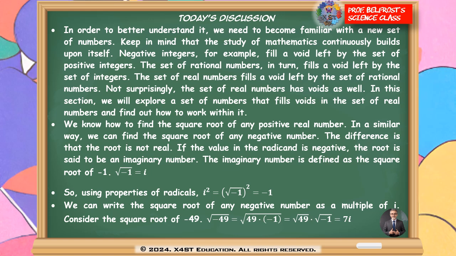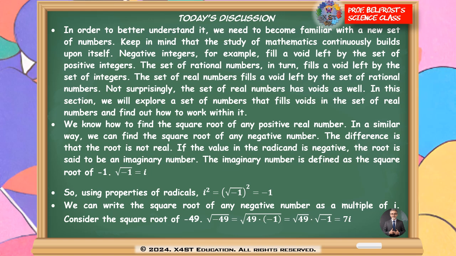Negative integers fill a void left by the set of positive integers, and the set of rational numbers in turn fills a void left by the set of integers. That's what we discussed in our first chapter, right? So the set of real numbers fills a void left by the set of rational numbers, and not surprisingly the set of real numbers has voids as well. This is just the subset and superset idea. In this section we'll explore another set of numbers that can fill the voids in the real numbers, and we'll see how to work with it.